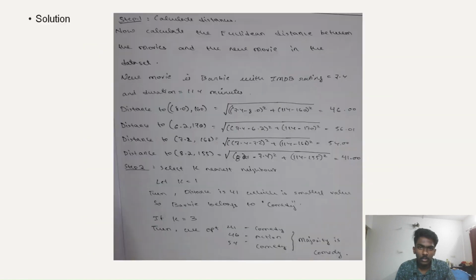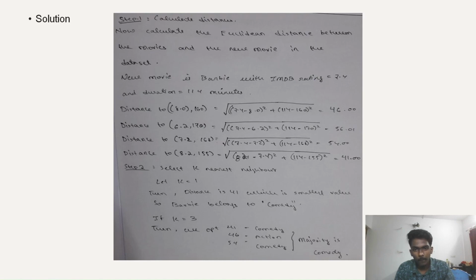Now let's find the solution. First we have to calculate the distance. It can be done by the Euclidean distance metric. We have to find the distance between each given movie and the new movie in the dataset. The new movie is Barbie with IMDb rating 7.4 and duration of 114 minutes. Now to calculate the distance, we have to compare every given movie with the new movie by squaring the differences of IMDb rating and duration of the movie. Now finally we have to find the square root of the computed value. By doing this process, we get 46, 56.01, 54 and 41.00 respectively.